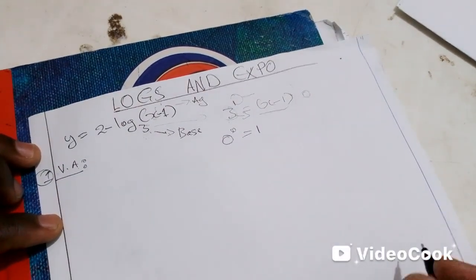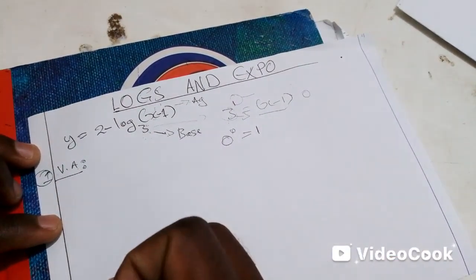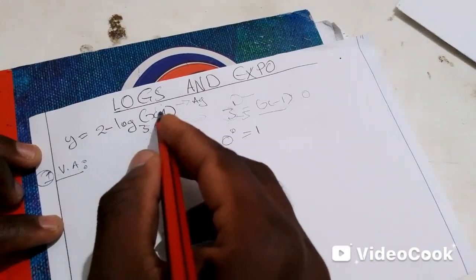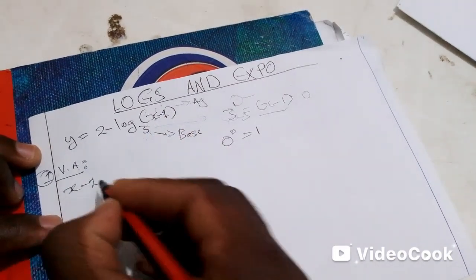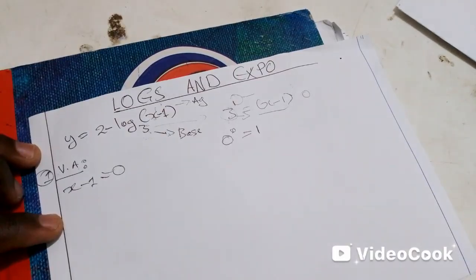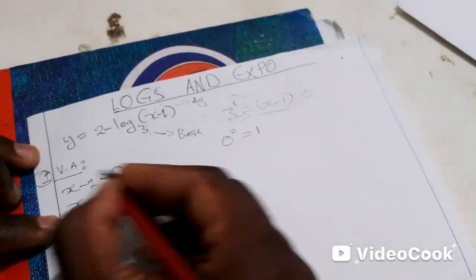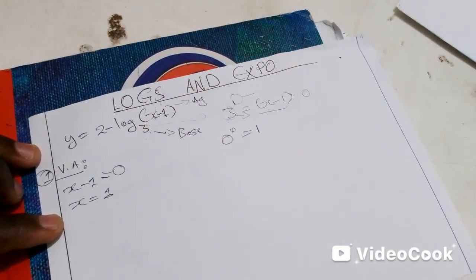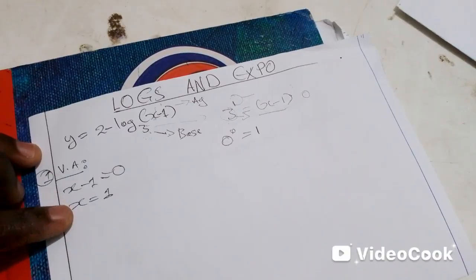At least you know something now. So we equate the argument to 0. The argument here is x minus 1, so x minus 1 is equal to 0, where our x is equal to 1. So our vertical asymptote is at x equals 1.